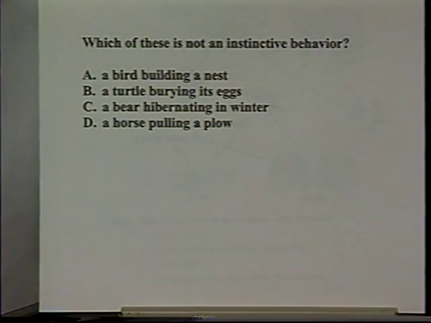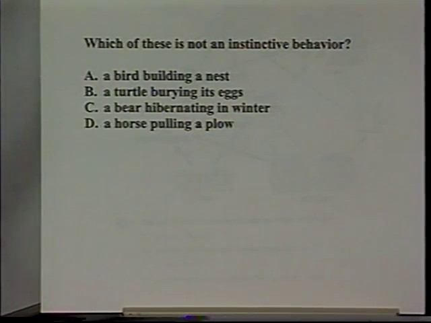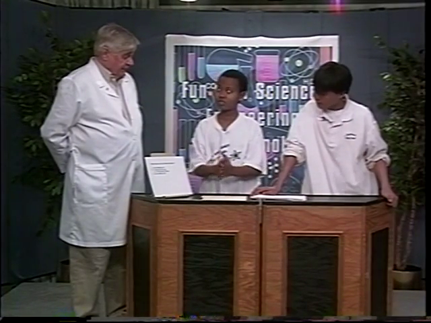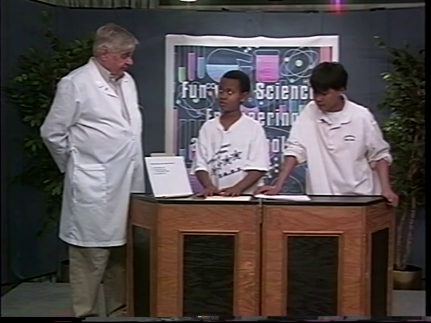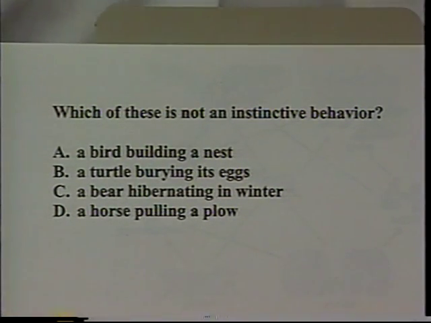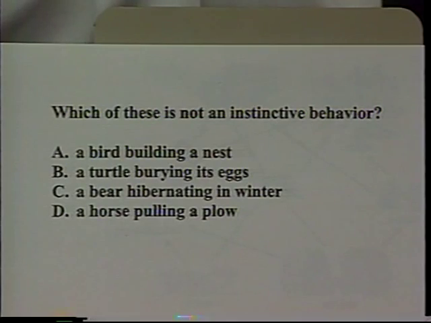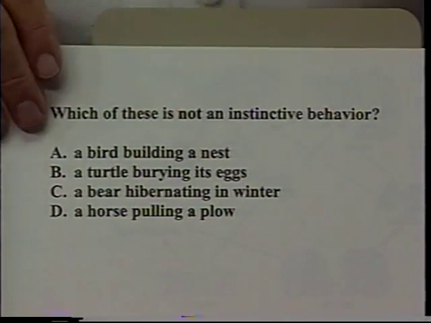It's D. Why do you say it's D? Because you have to teach a horse to pull a plow. Horses don't plow fields all by themselves. You have to teach them to do that, right? We don't have to teach birds to build a nest. We don't have to teach turtles to bury their eggs. And we don't have to teach bears to hibernate. But horses, if we want them to plow a field, we have to teach them.